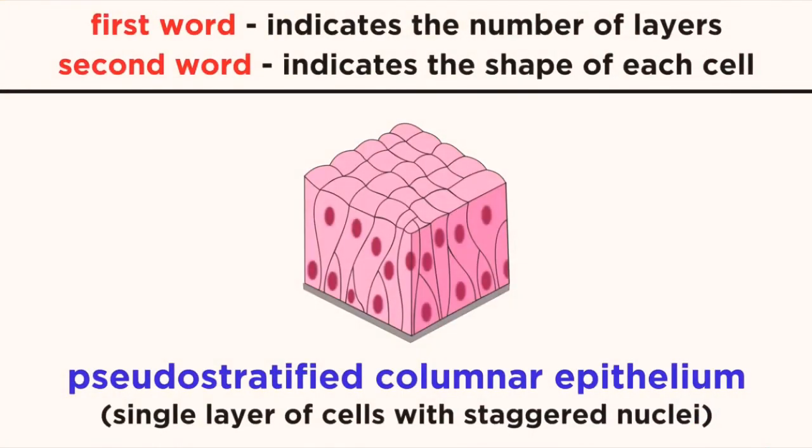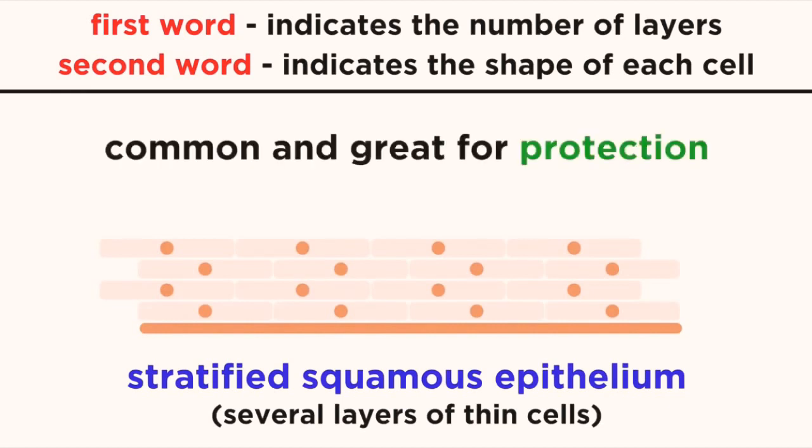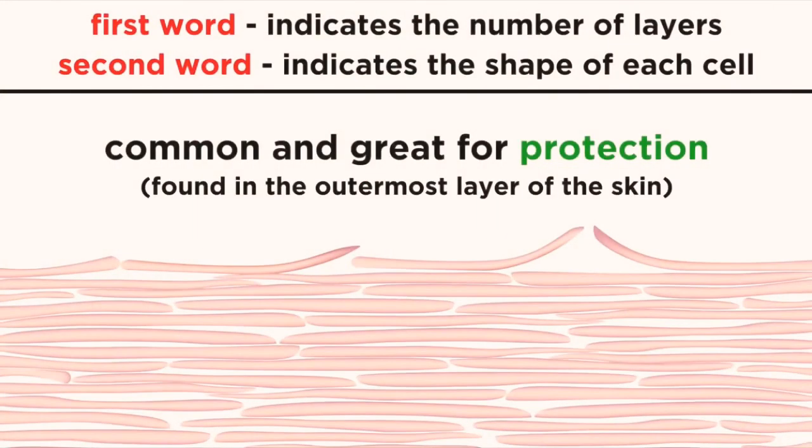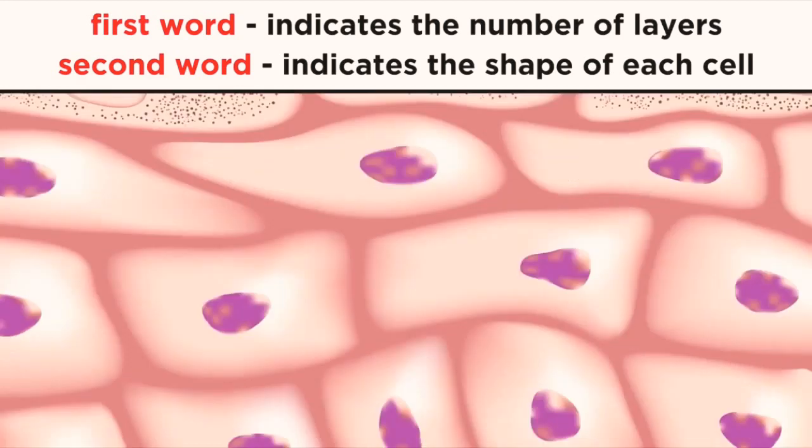We should also mention pseudostratified columnar epithelium, which is like simple columnar epithelium, but the nuclei are staggered in their positioning, and sometimes the cells vary in height, with some not reaching the apical surface. We also have stratified squamous epithelium, which is several layers of thin cells. This is extremely common and perfect for protection, which is why the outermost layer of our skin has this composition. While the cells at the surface are squamous, able to quickly regenerate if wiped away, as we go deeper, the cells actually become cuboidal or even columnar.